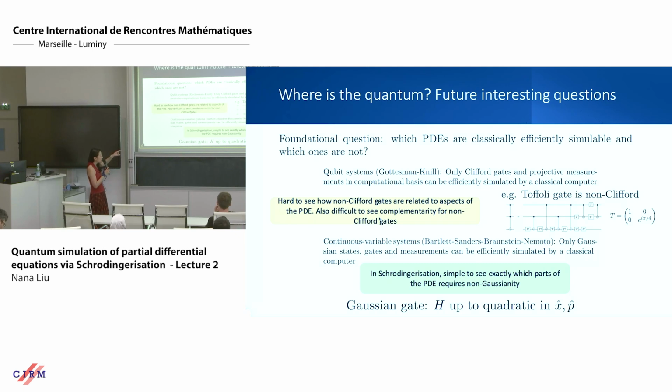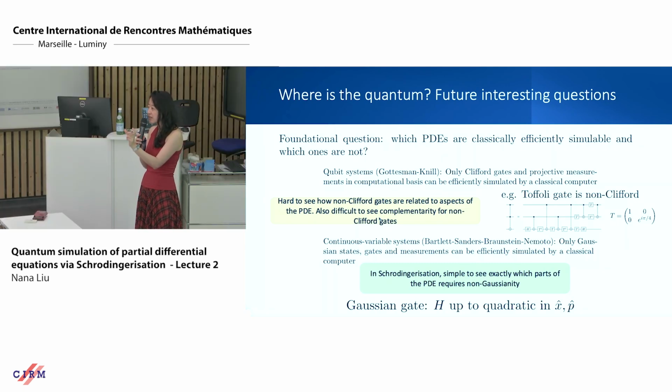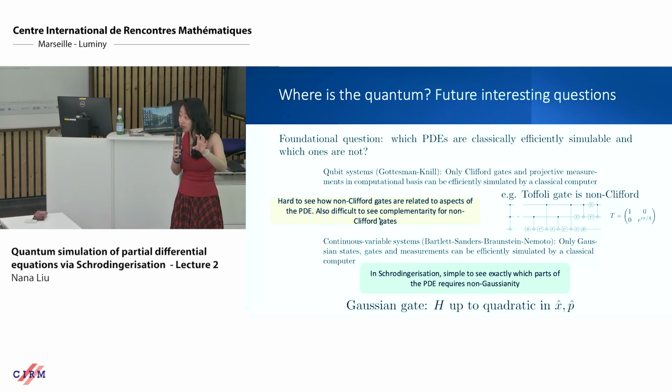And here with Schrodingerisation, using the continuous variable way of looking at these things, we can see exactly which part of the Hamiltonian requires non-Gaussianity and which parts do not. Remember, x goes to x hat, derivative goes to i p hat. So you can go backward and match exactly what the hard parts of the Hamiltonian are to what the hard parts of the original PDE are.